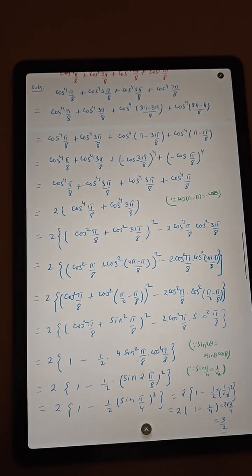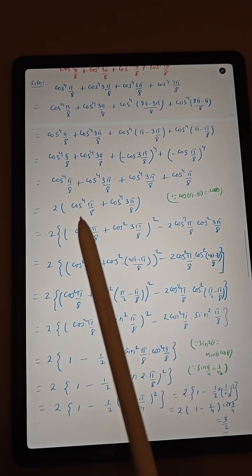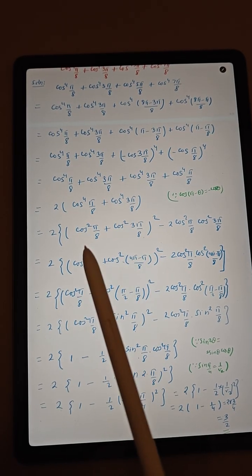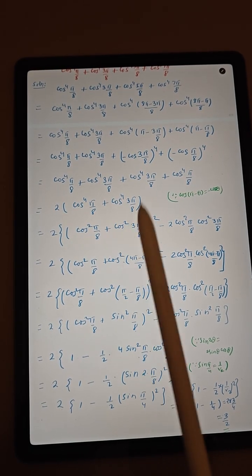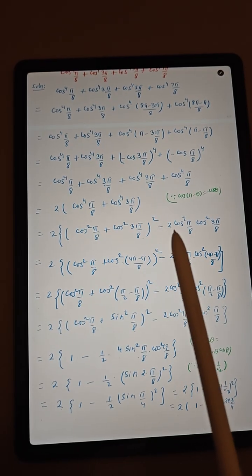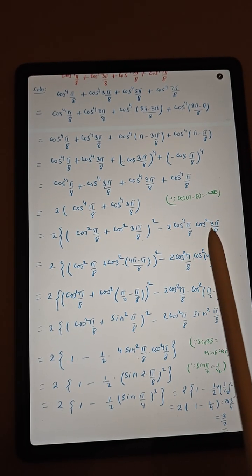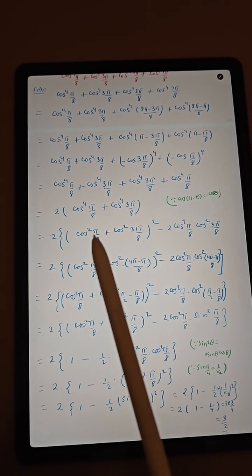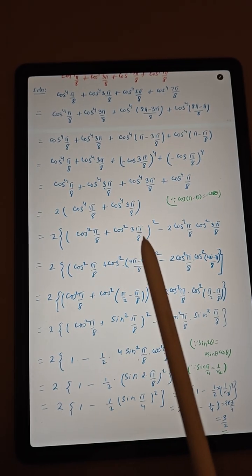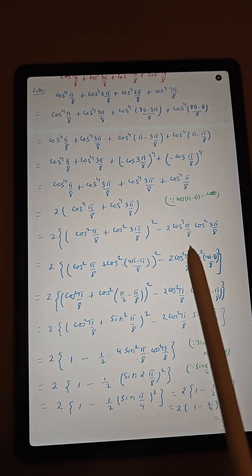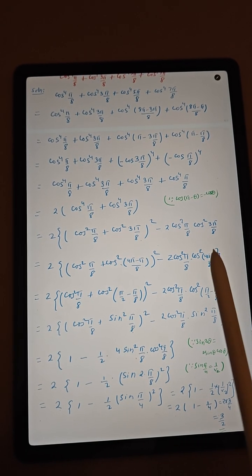Now this is your a square plus b square formula. So a square plus b square can be written as (a plus b) whole square minus twice of a and b. So here, cos square pi by 8 plus cos square 3 pi by 8 whole square minus 2 cos square pi by 8 cos square 3 pi by 8.